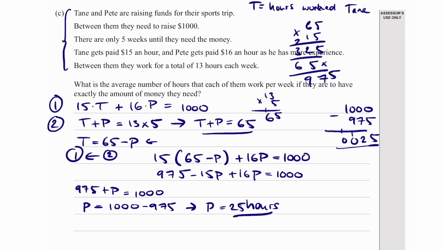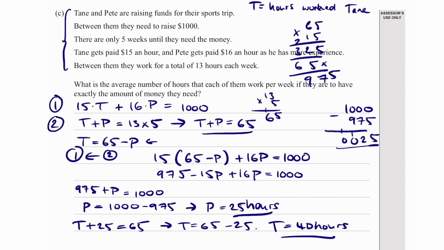Now we need to work out the hours that both of them work. So we've got the hours worked by Pete. So if we substitute that into either equation, we can work out the hours worked by Tane. So let's put it into equation 2, since that's a simpler one. So T plus 25 is equal to 65, because remember, T plus P is equal to 65. Hence, T is equal to 65 minus 25. Tane is equal to 40 hours.